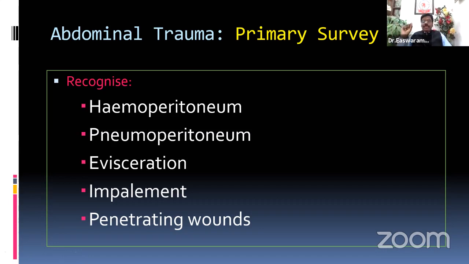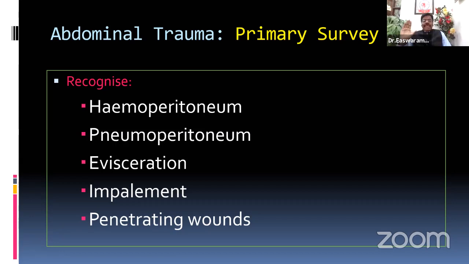Presence of blood in the peritoneal cavity, hemoperitoneum. Evidence of hollow viscus injury, that is pneumoperitoneum. Any obvious injury to the abdominal wall so that the bowel is hanging out, evisceration of the bowel. Or any penetrating injury with the object still lying there, like a wooden piece, impalement injury. Or there is only the entry wound and exit wound, like bullet injuries or penetrating injuries. So all these things you need to recognize.